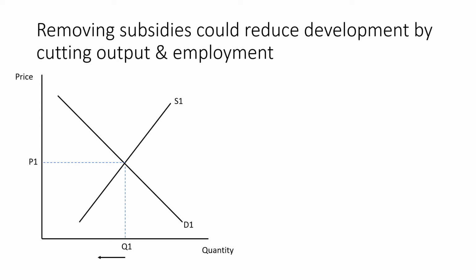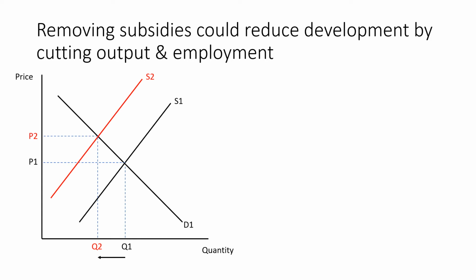You can also argue that removing subsidies could reduce economic development by cutting output and employment. So again, if you remove subsidies, supply decreases. So the volume of goods produced also drops. So you'd say, well, how can that be good for development if less output is being produced? There'll be less available for people to consume.